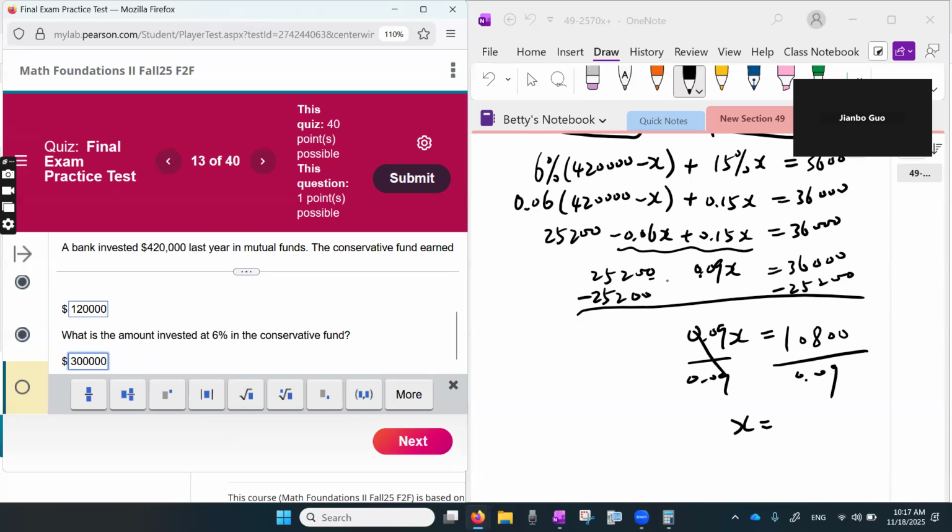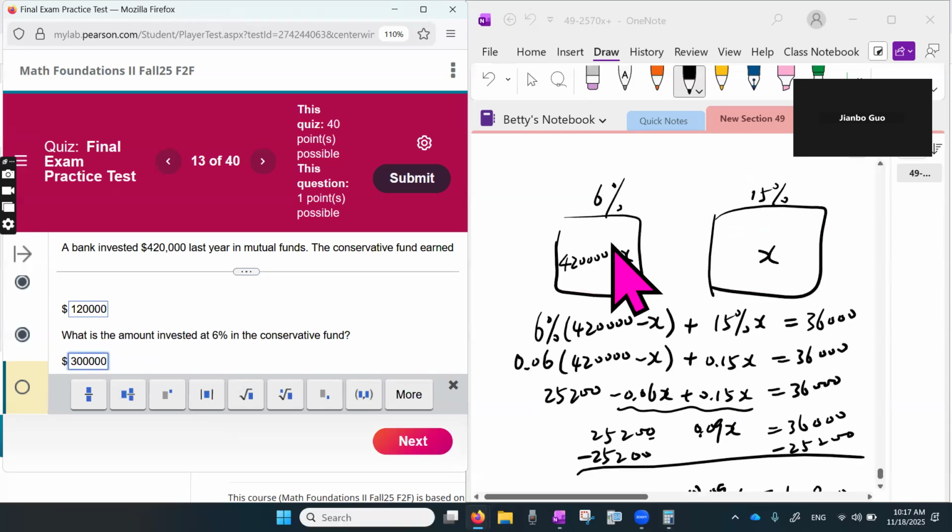That makes sense because the interest rate is lower, so it's safer, and you would put more money in it. The second, the growth fund, has higher interest, which means it's more risky. More risky, you want to put less money in it. I can double check very quickly.